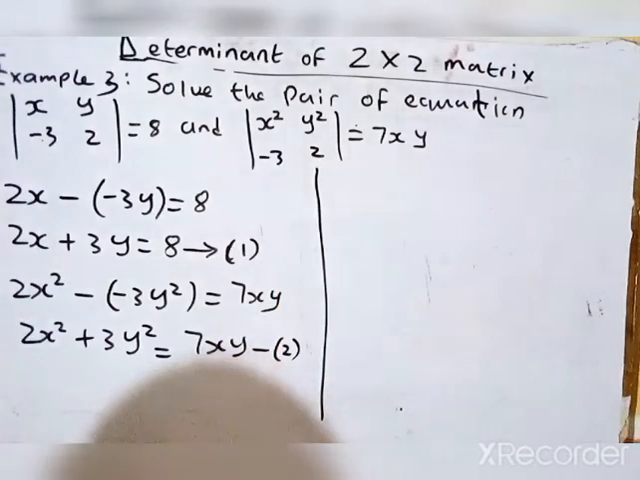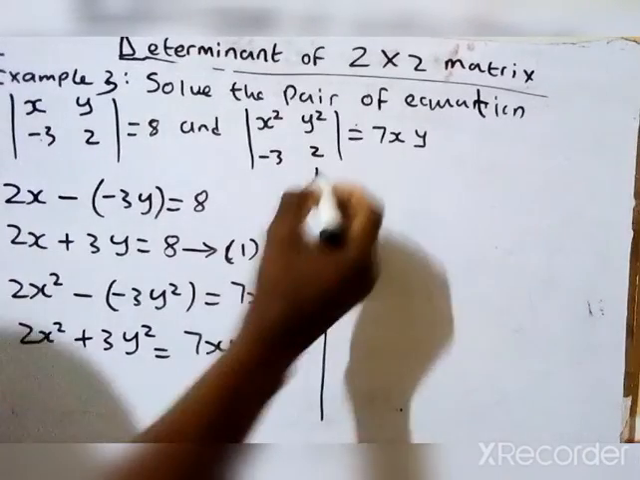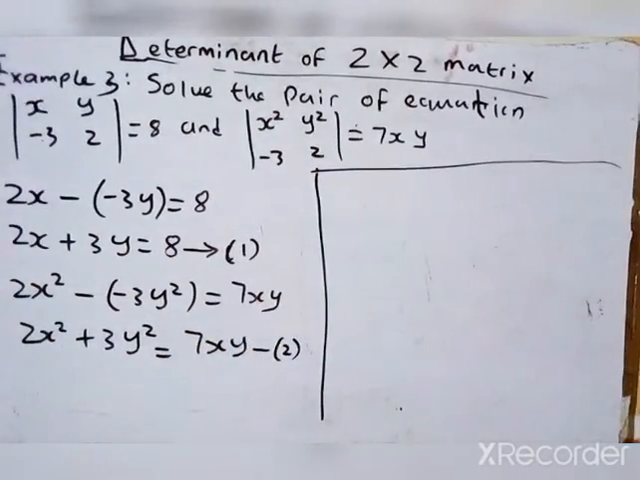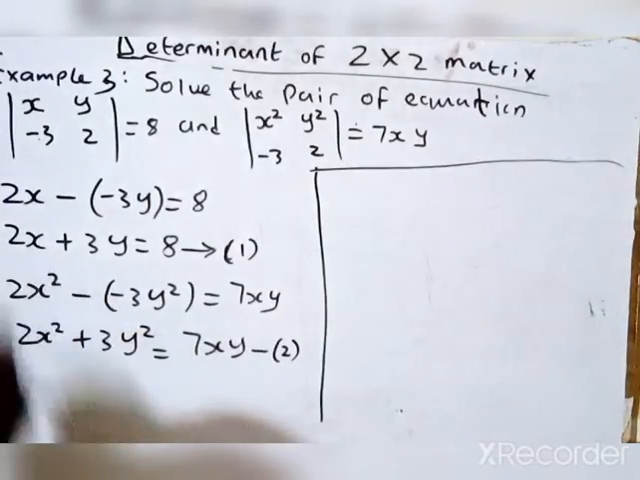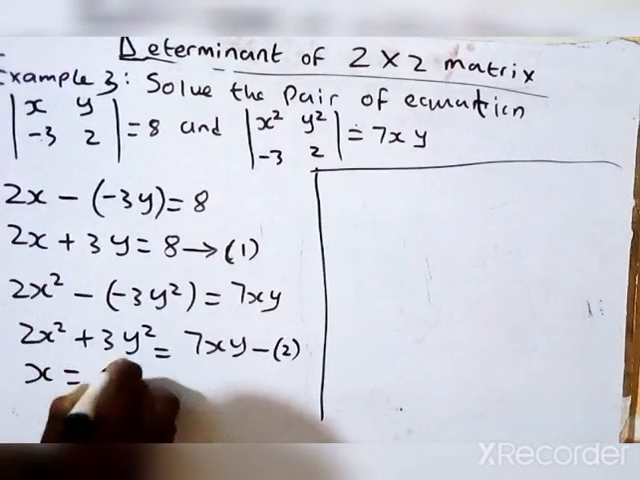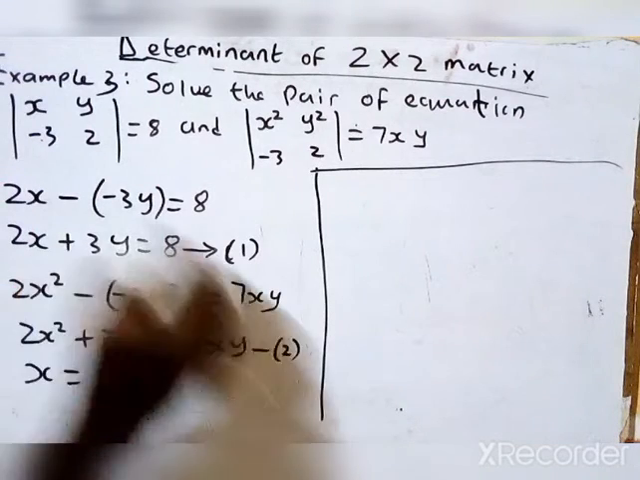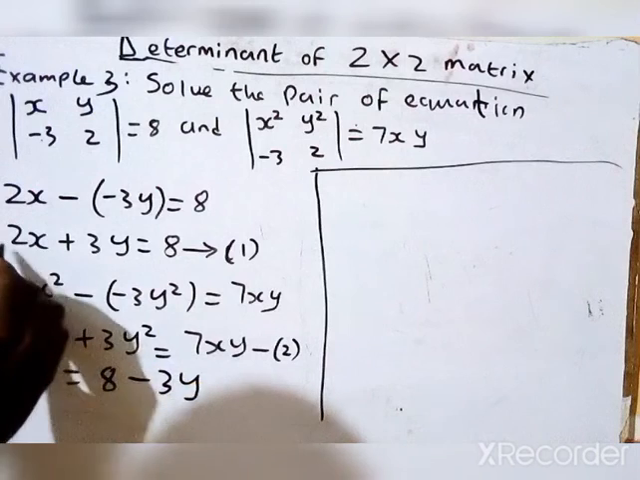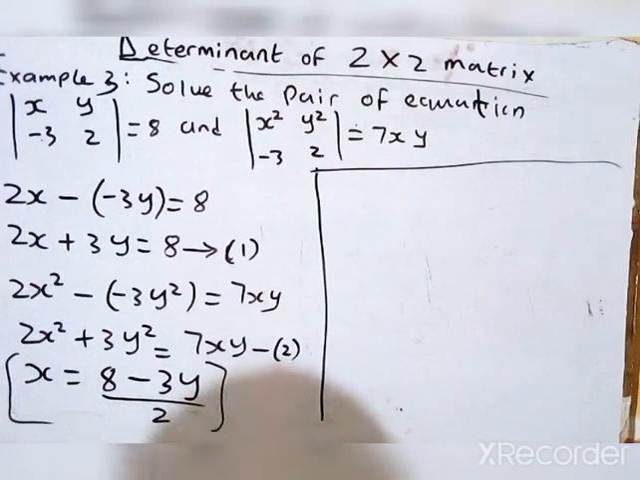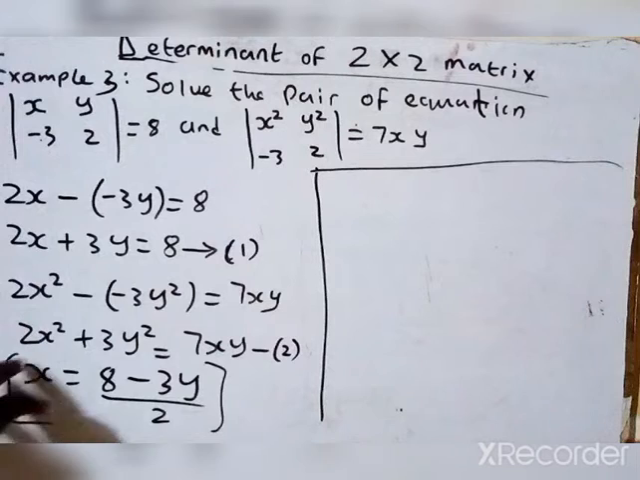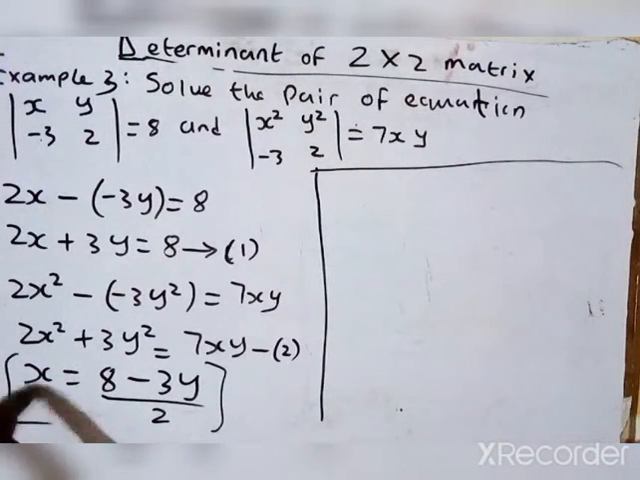So we can solve equations 1 and 2 simultaneously to get the values of x and y. From equation 1, making x the subject of the formula, x will be equal to 8 minus 3y, dividing both sides by 2. So this is our x. Now we pick one equation and substitute the value of x into the other equation. Let me pick equation 2. So substituting x into equation 2, this is our equation 2 now.